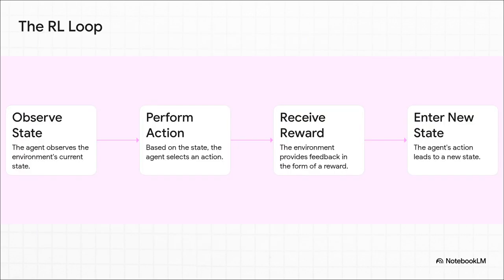And this whole process just repeats in a constant loop. First, the agent looks around and observes its current state. Then, it takes an action. The environment reacts and gives it a reward. Could be positive, could be negative, could be zero. That action puts the agent in a new state, and the whole loop starts over. This happens thousands, sometimes millions of times, and with every single cycle, the agent gets just a little bit smarter.